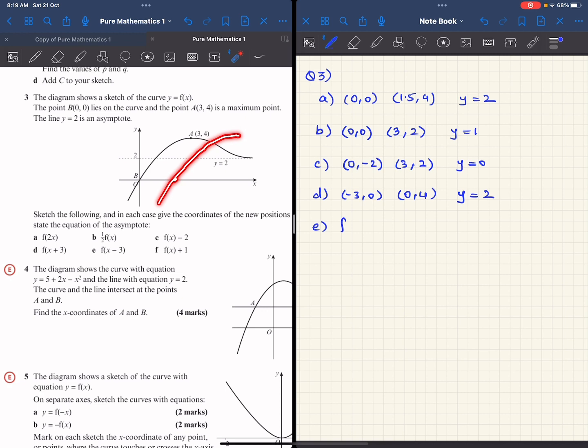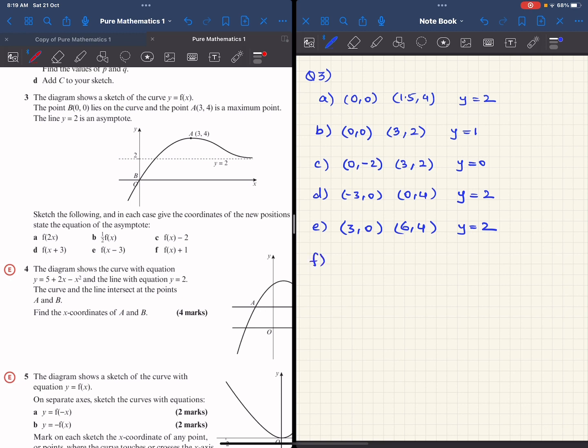This will become 6, 4 because the x coordinate will add 3 and the asymptote will remain the same. So the x coordinate will be 3, y will be 0. Here the x coordinate will be 6, y will be the same, and the asymptote will remain the same.